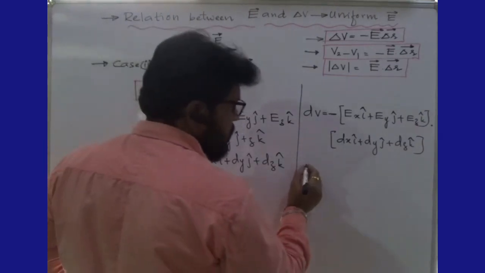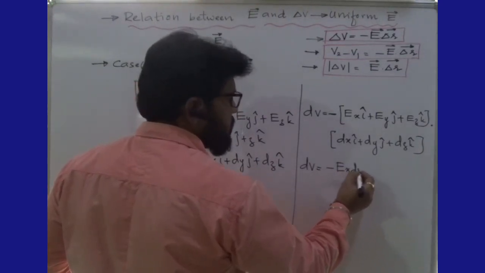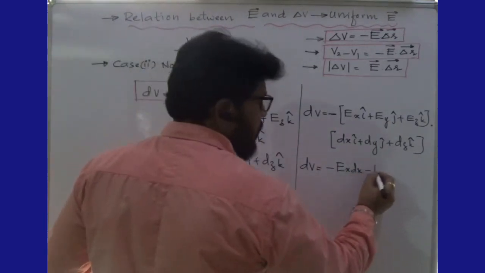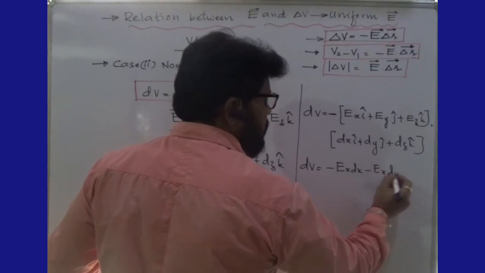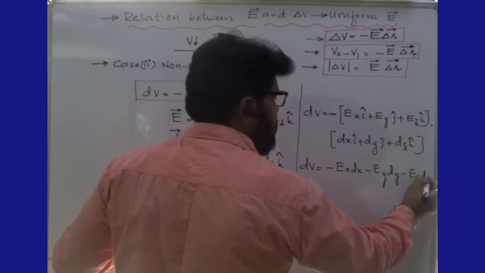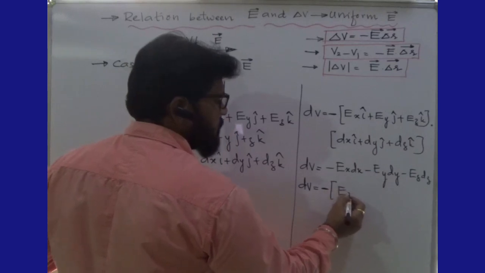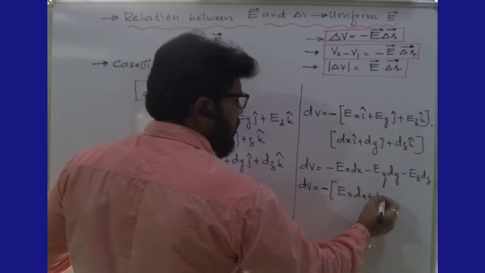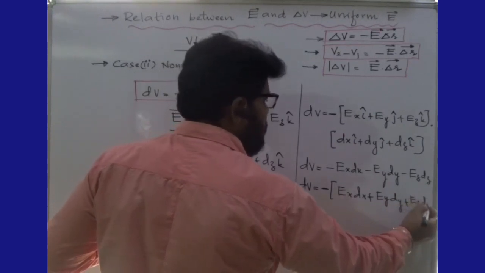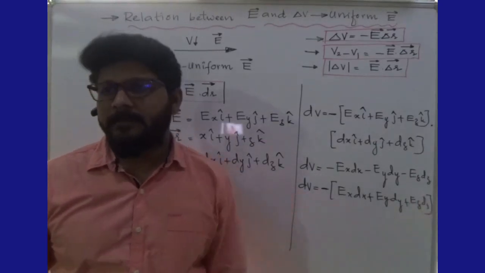Now if I substitute this, dV is equal to minus of Ex into dx, minus of Ey into dy, minus of Ez into dz. Or simply dV is equal to, I can take minus common, minus (Ex dx plus Ey dy plus Ez dz). Fine.